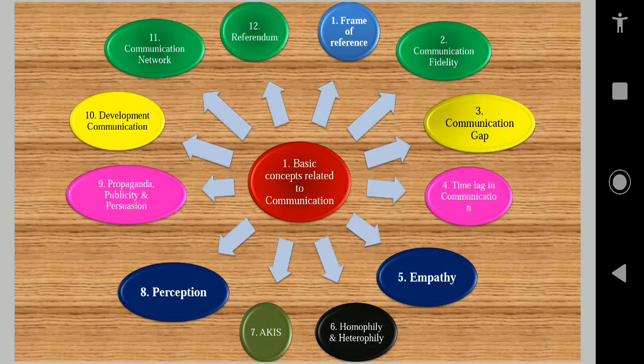Just like homophily and heterophily, two terms come up. Homophily means the degree to which a pair of individuals who communicate are similar in certain attributes. Okay, homophily is the degree to which a pair of individuals who communicate are similar in certain characters, certain attributes. Which are the characters? That is your beliefs, education status and the like.